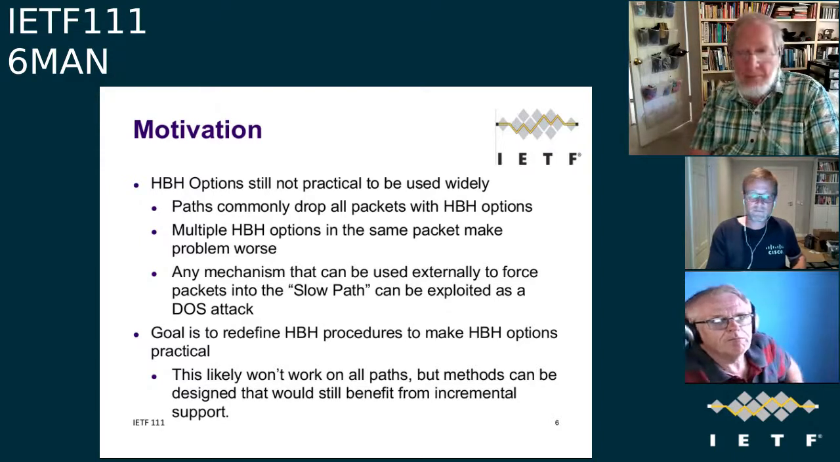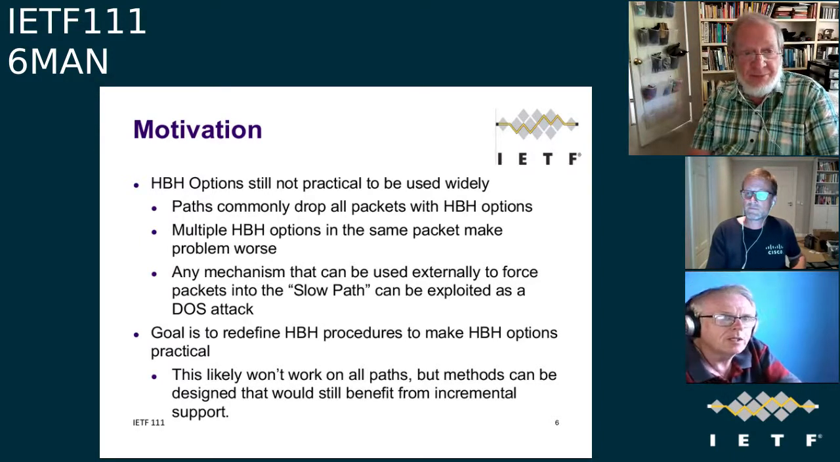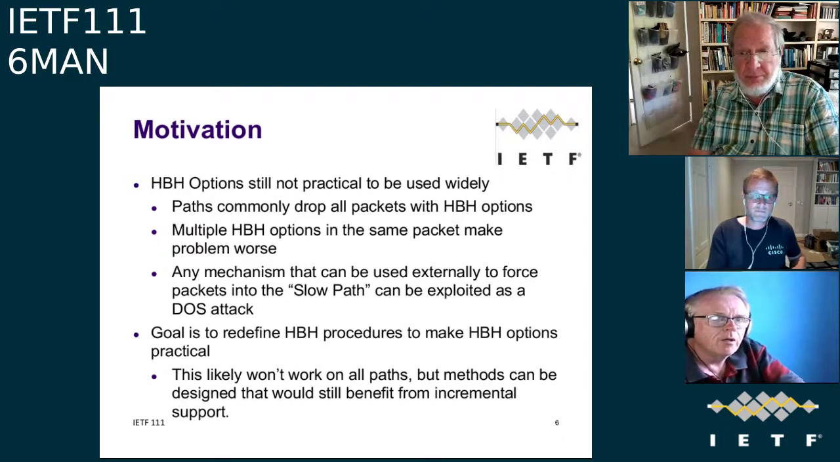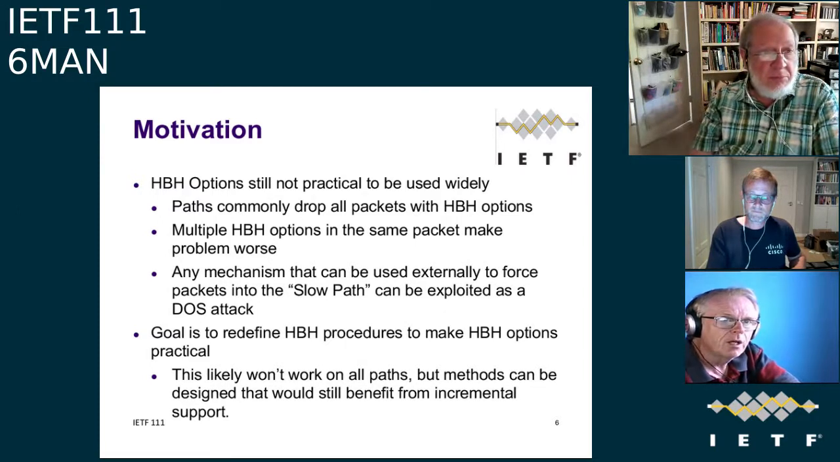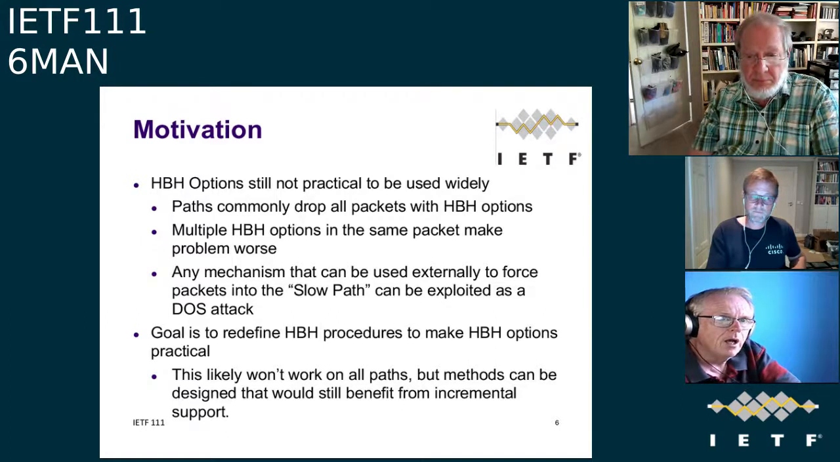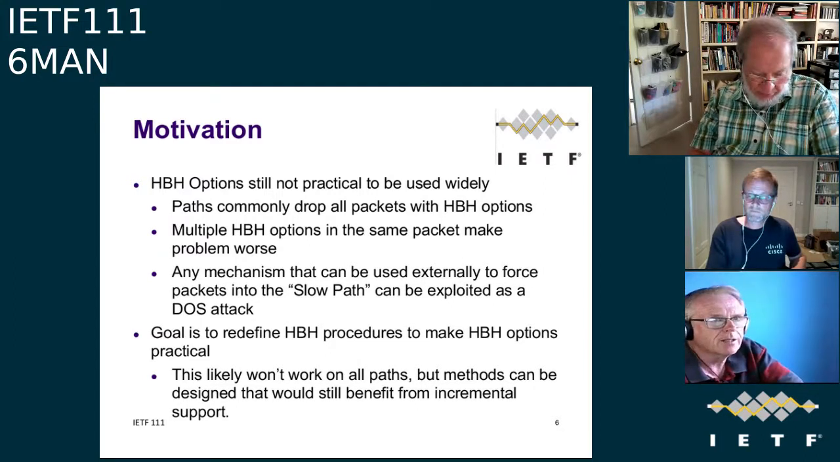Okay, I'll try. So hop-by-hop options are still not practical. You can't really use them widely, unfortunately. Paths commonly drop all packets with hop-by-hop options. Not all routers do this, but somewhere along your path, you're likely to find at least one that does. Multiple hop-by-hop options in the same packet make the problem worse. It makes it a bigger call on the processing, more complex to process. It probably was a big ask for people to do all of these at the same time.